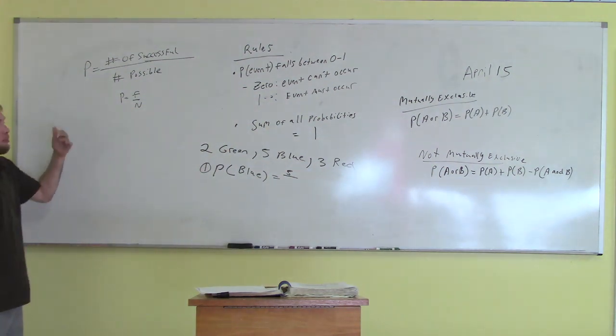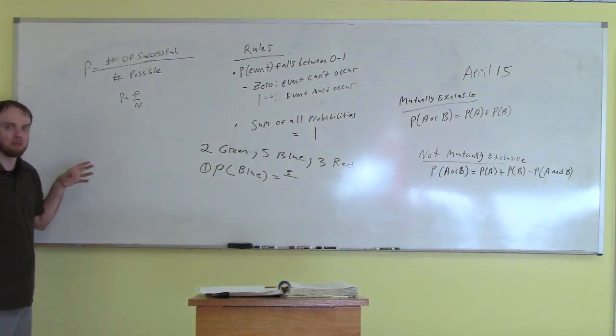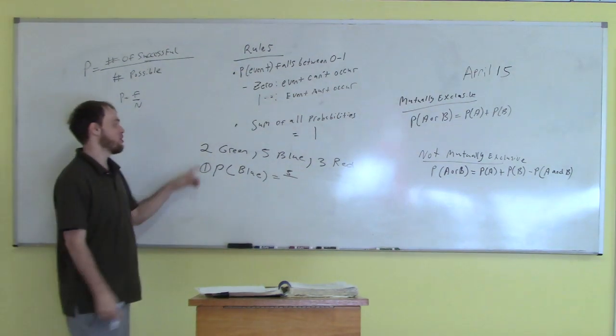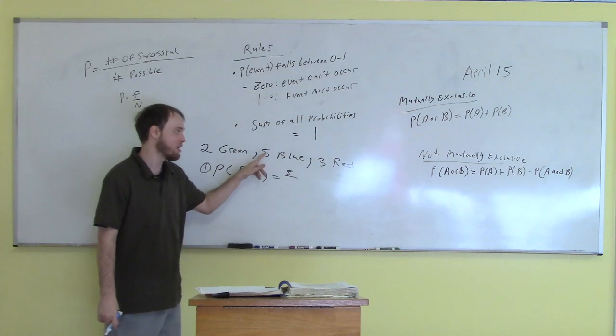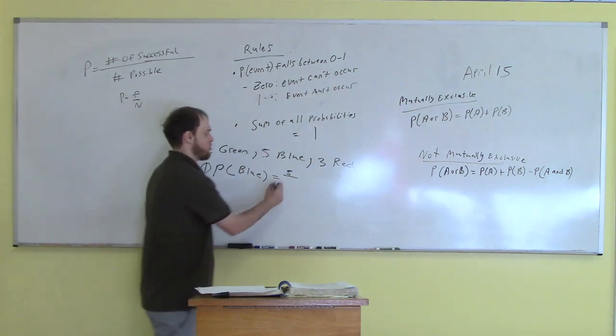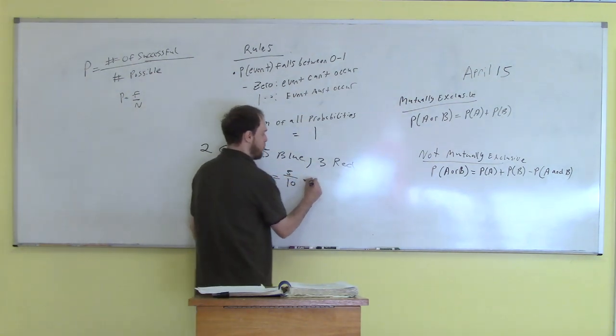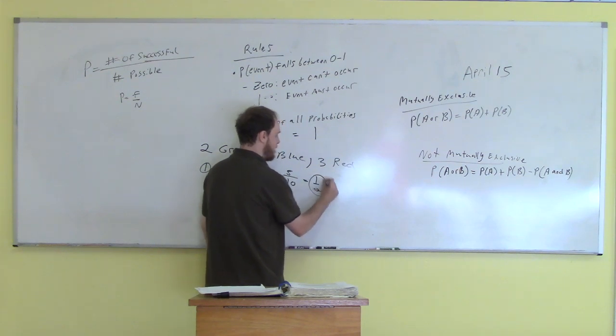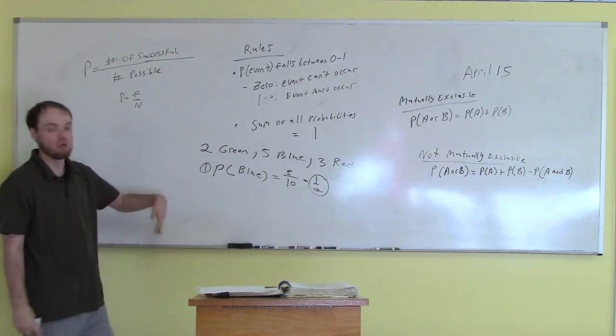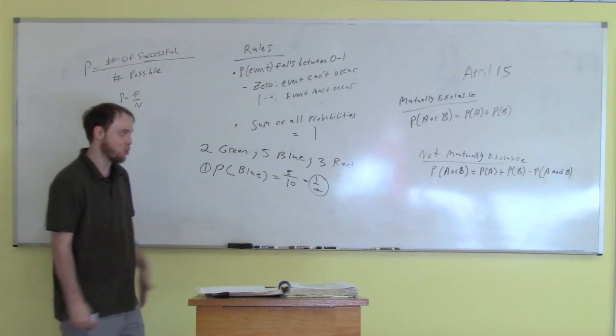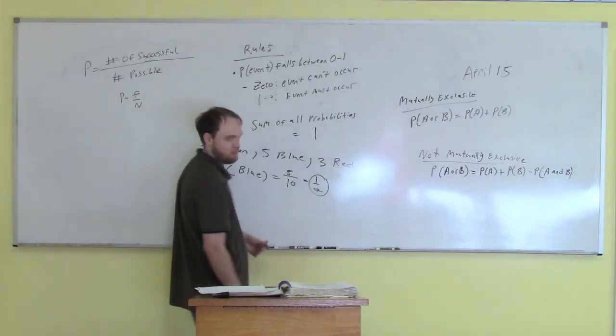Now, the bottom number is number of possible. That tells you the total number of marbles that we actually had. And so that would be 2 plus 5 is 7, plus 3 is 10. So your fraction would be 5 over 10, which would be 1/2. So the probability of choosing a blue marble would be 1 out of 2, 1 over 2, or 0.5 if you want to write it as a decimal.